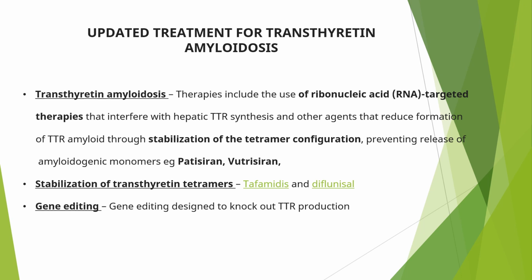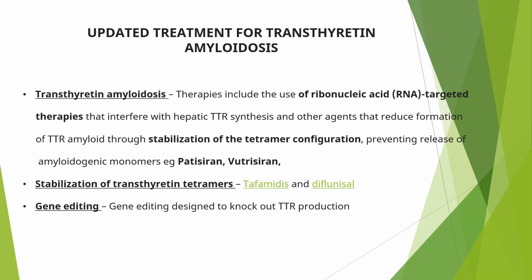Now, we'll be discussing the updated treatment for transthyretin amyloidosis. What we discussed before was for AL amyloidosis, that's light chain amyloidosis. For transthyretin amyloidosis, the therapies that we're normally using at the moment are the RNA targeted therapies, which are responsible for reducing the formation of the TTR amyloid protein by stabilizing them and preventing the release of monomers. For example, we're using patisiran and vutrisiran.